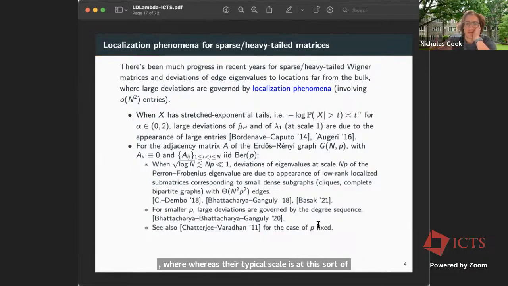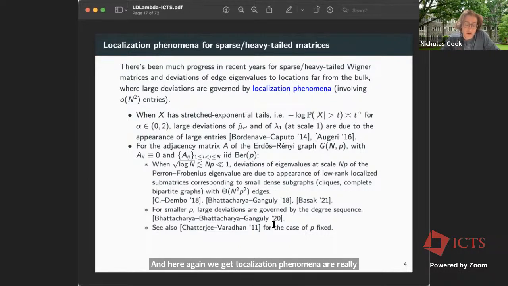Technically these are sub-Gaussian, but we've got this parameter P going to 0, so there's more like heavy tail phenomena. And we're looking away from the bulk. So it's a different regime, but again, it's important for understanding deviations of subgraph counts. And here again, localization phenomena are really what's responsible. They're the driving mechanism.